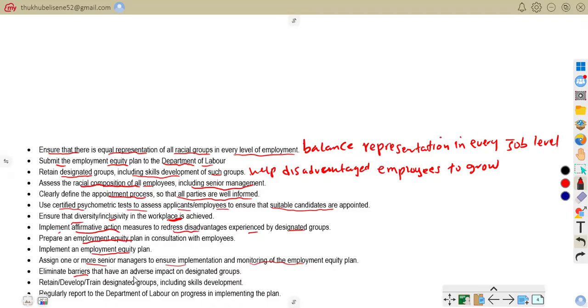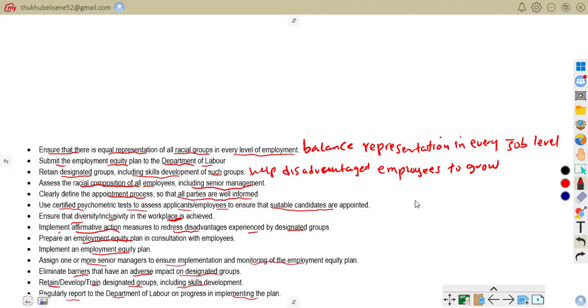Eliminate barriers that have an adverse impact on designated groups. So here, remove anything that disadvantages certain groups. Retain, develop or train designated groups, including skills development. So here you support the long-term growth of disadvantaged employees. Regularly report to the Department of Labor on progress in implementing the plan. So meaning business must provide updates. For example, submitting an annual progress report.